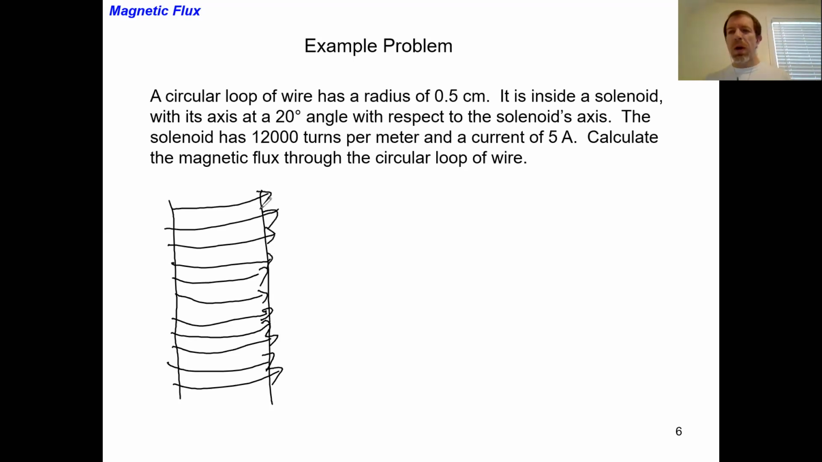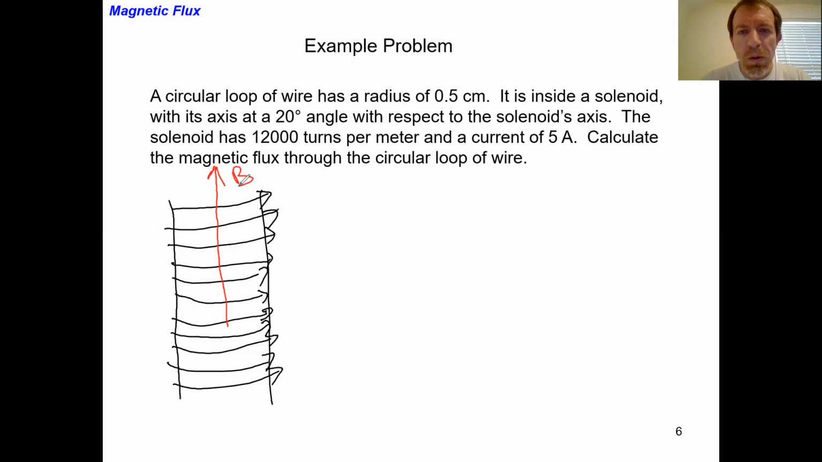Okay, if current's going that way, I can pull out right-hand rule number 2. If I'm thinking about this solenoid, the side that's closest to me has current running to the right. My fingers go to the right. Inside the solenoid, my thumb goes to the right. Inside the solenoid, my fingers are pointing up. As a result of having current running through the solenoid, I'm going to end up having a magnetic field that's basically upwards. There we go.